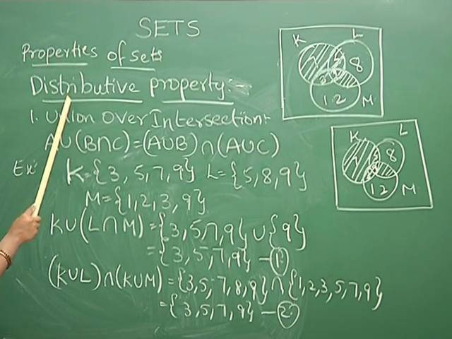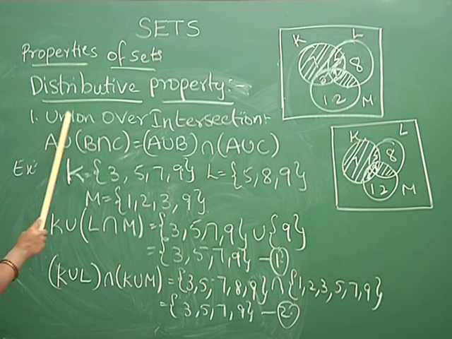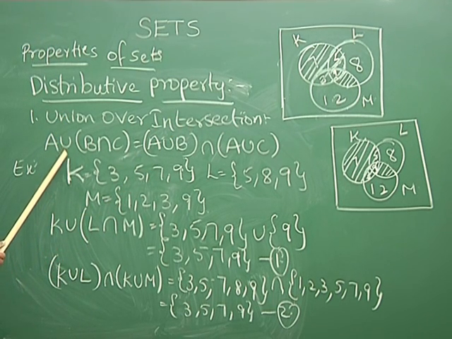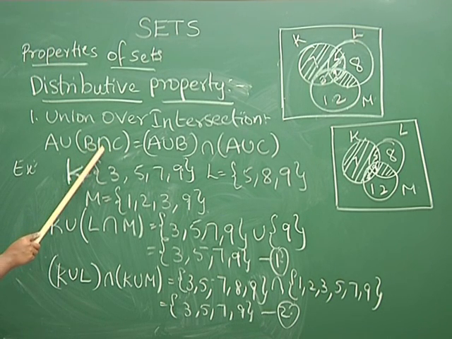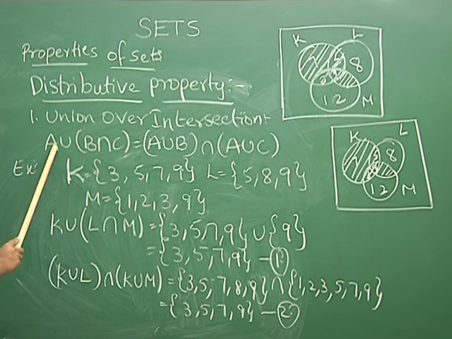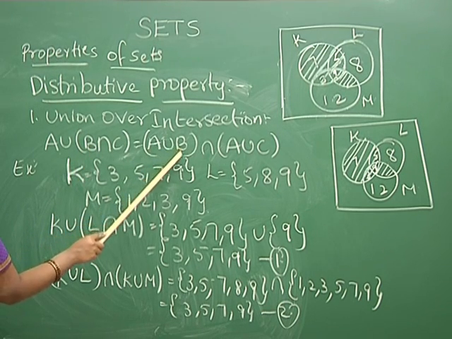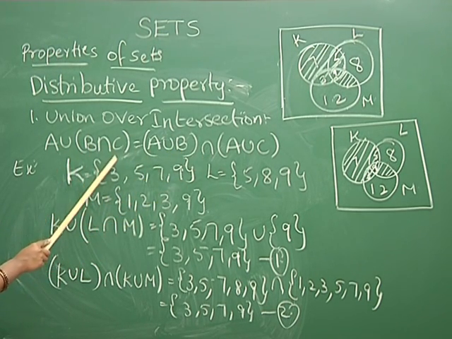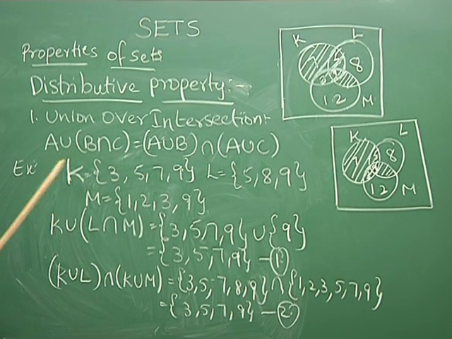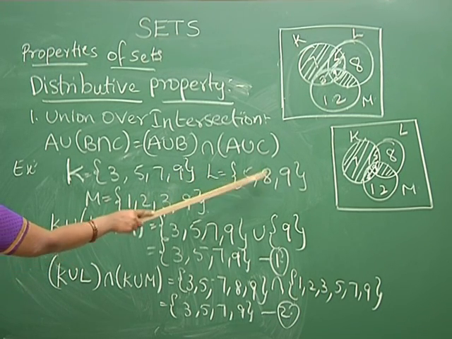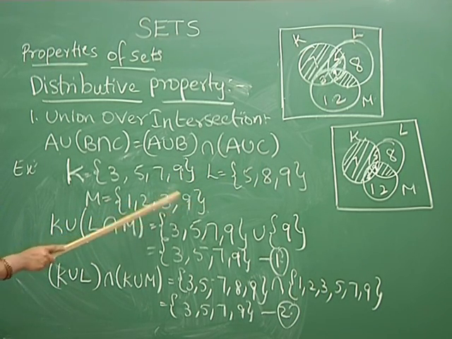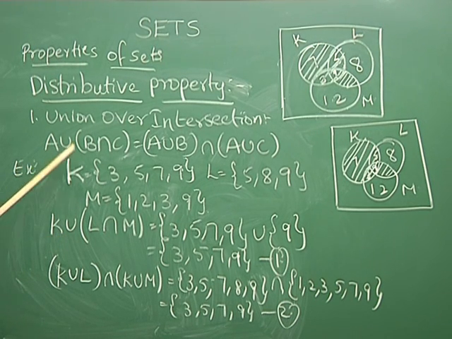So the distributive property union over intersection. The word union is there first, means A union over means brackets B intersection C is equal to A union into B is A union B, intersection, A union into C is A union C. Let us take the example K equal to {3, 5, 7, 9}, L equal to {5, 8, 9}, M equal to {1, 2, 3, 9}. Now, instead of A, B, C, we have used the letters K, L, M. So K union over means brackets, L intersection M.